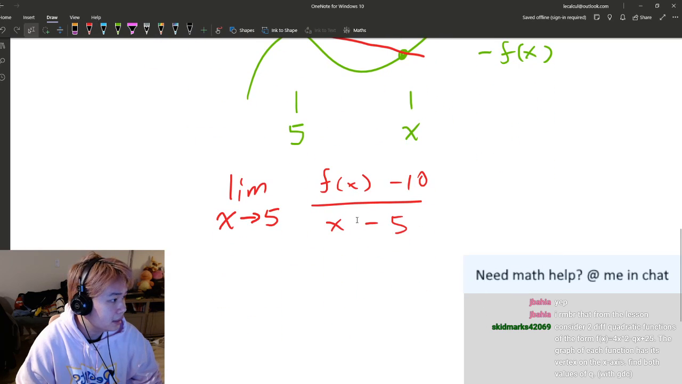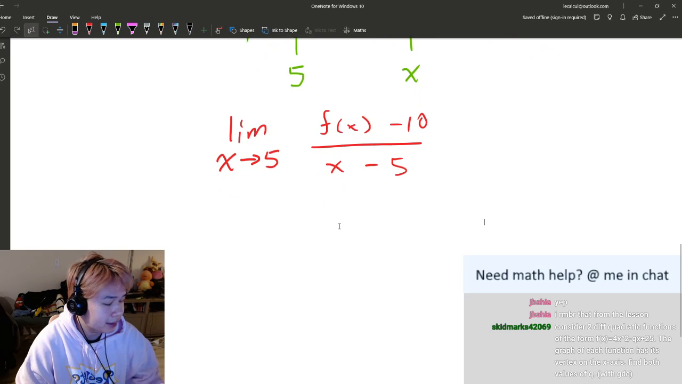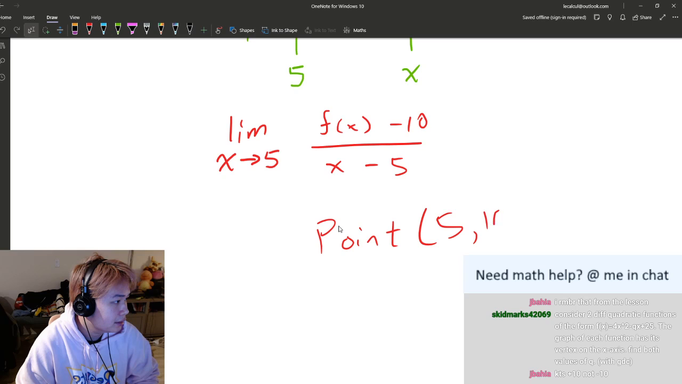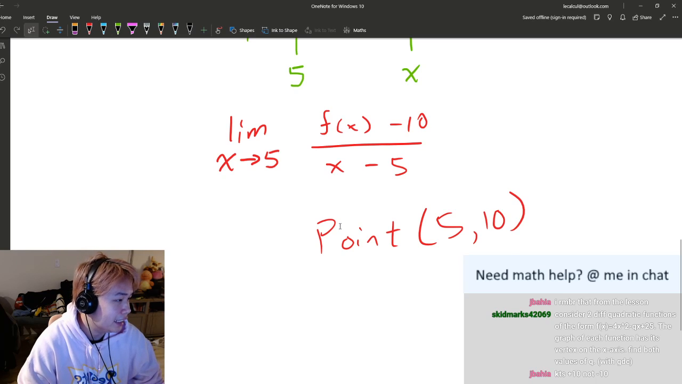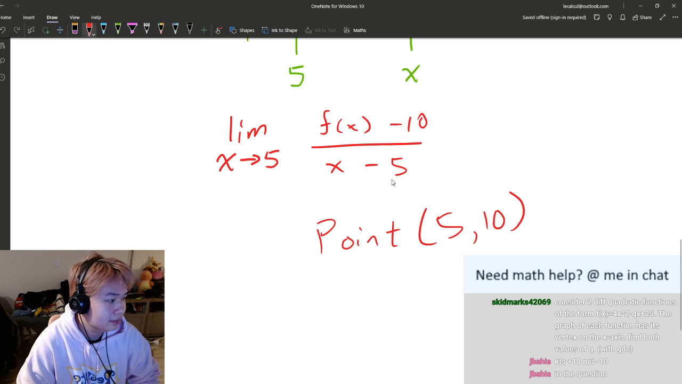So your question says y equals is the equation of the tangent line of f of x at the point blank. So the point is 5 and 10. Well, actually 5 and negative 10 because it was a plus 10.